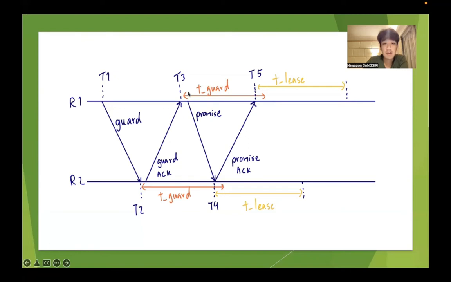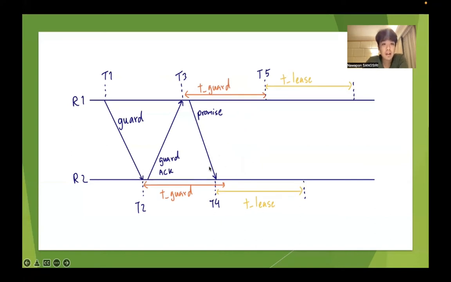So in this picture, from T3 to here is the duration in which R1, the grantor, cannot update the objects, and the duration from T4 to here is the duration in which R2 can read the object locally. My question is, what happens if R1 doesn't get the reply for the promise message within the GAP duration? If it doesn't get a reply, after the end of the GAP time, it will start counting the lease time immediately.